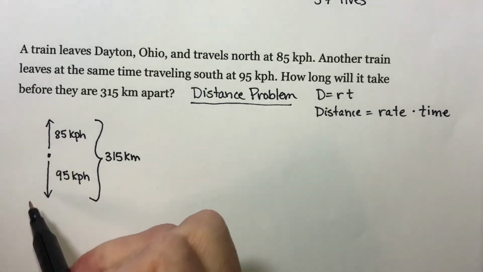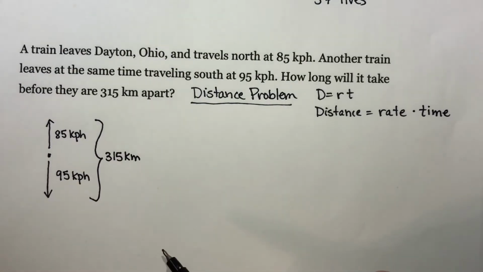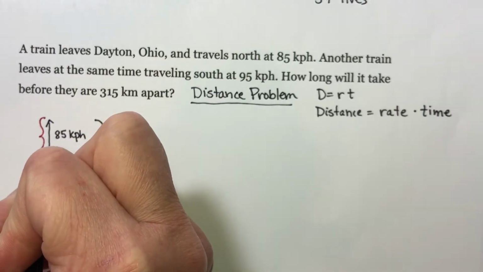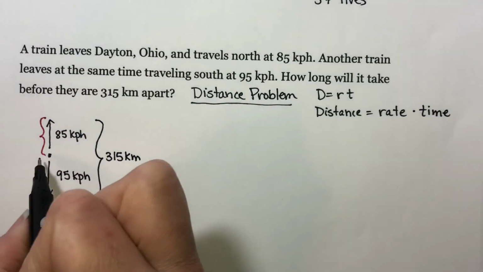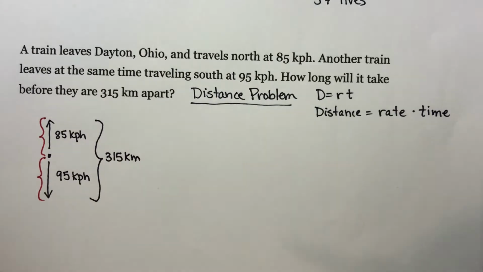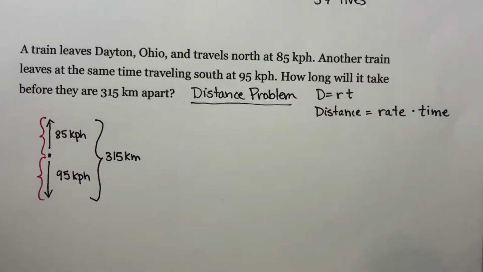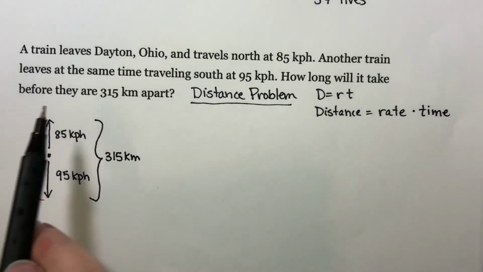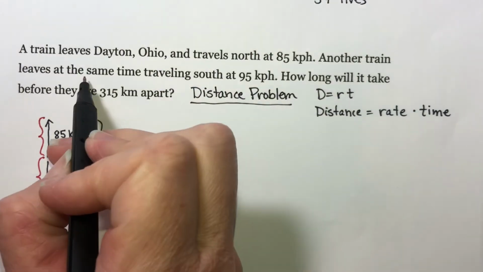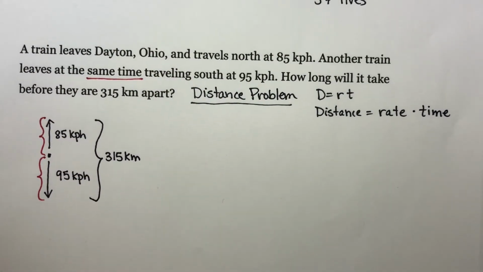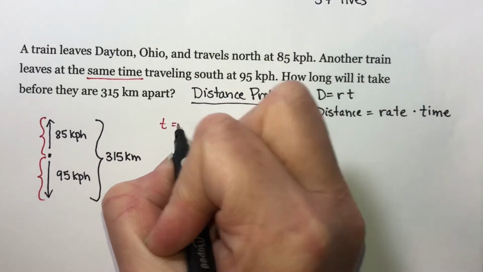So what I need you to see here is that if I have a way of talking about this distance, and then a way of talking about this distance, I should be able to add those two distances together and get this distance. Okay? We know here they leave at the same time. So our time is the same for both values. So let's just say our t is the time traveled.